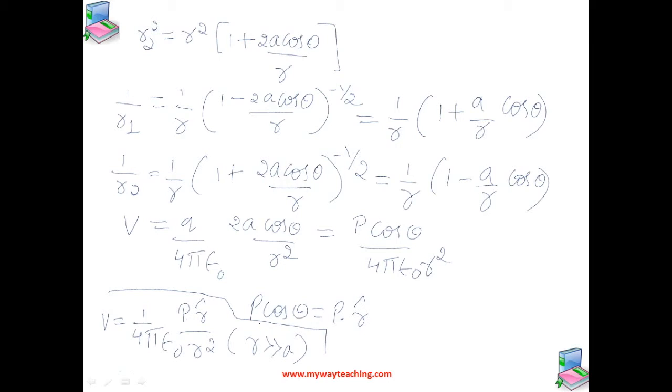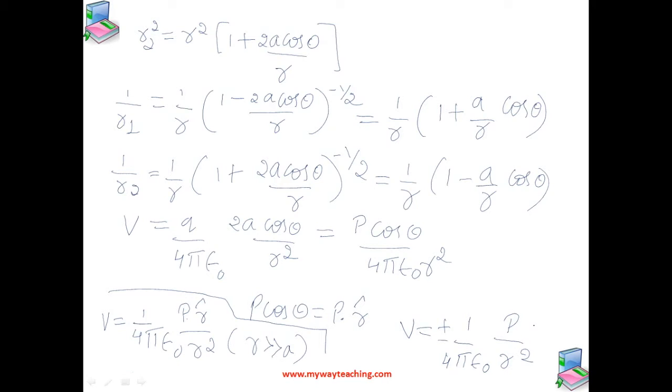however, potential on the dipole axis, if you consider directly at origin, in that case it is given by V is equal to plus or minus p by 4 pi epsilon naught r square. Okay.